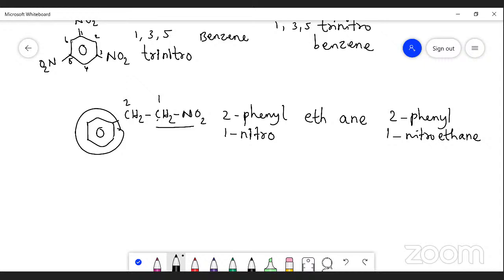So how to give the IUPAC name? First we should select the nitro group acting as a prefix, and next we have to choose a root word. The root word is chosen based on the number of carbon atoms, and next we have to choose a primary suffix. It is based on whether your compound is saturated or unsaturated. On adding all this together, you are going to get what is called a nitrogen compound. That is how to give the IUPAC name.